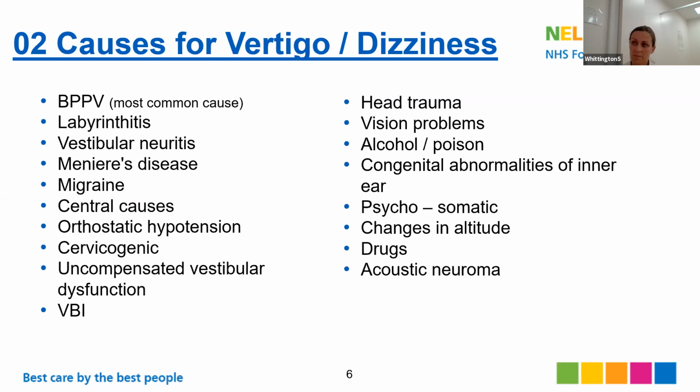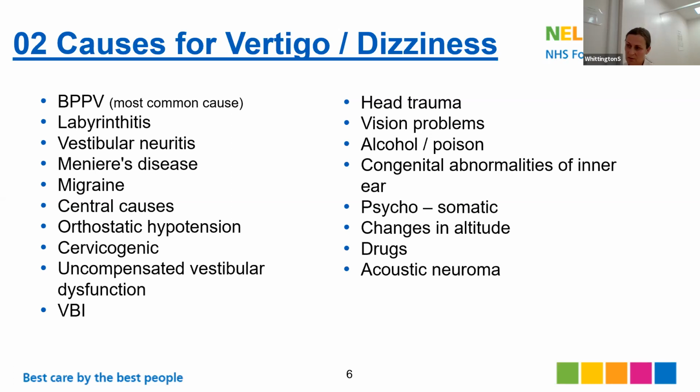The neck can cause a sensation of lightheadedness or unsteadiness, but not so much vertigo, not so much a spinning sensation. The C2-3 segment is one of those that can cause a little bit of that unsteadiness, not so much associated with spinning. Then other causes are an uncompensated vestibular dysfunction. So that's what I mentioned earlier on.